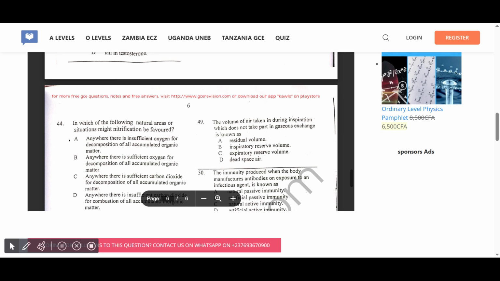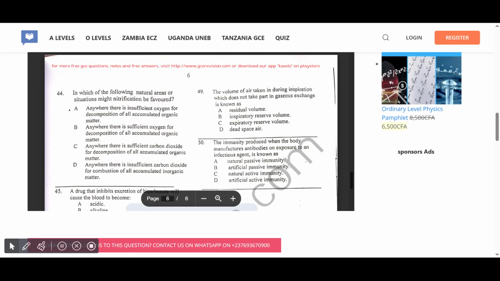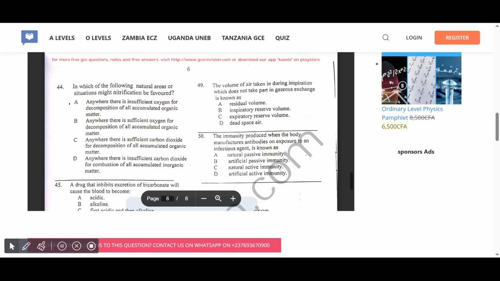Question 50. The immunity produced when the body manufactures antibodies on exposure to an infectious agent is known as? The answer is C. Natural active immunity is the answer.